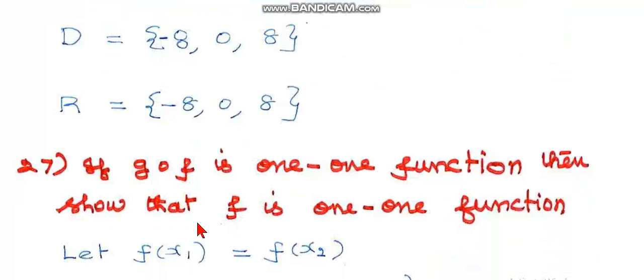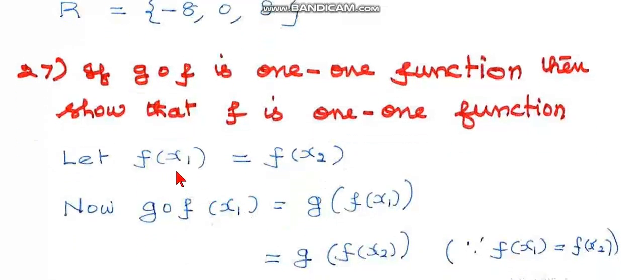Question number 27. If g dot f is a 1-1 function, then show that f is a 1-1 function. Here g dot f is the composition function. If it is 1-1, then f must be 1-1. Let f of x1 equal to f of x2. We have to prove that f is 1-1, so we take f of x1 equal to f of x2. We will try to show that x1 equal to x2, so that f will become a 1-1 function.